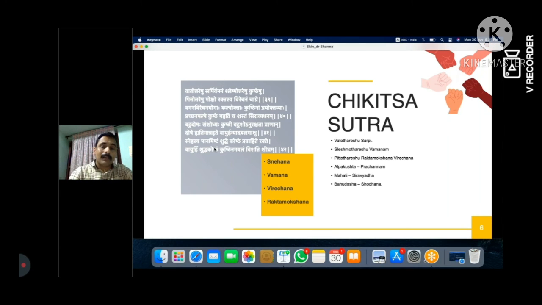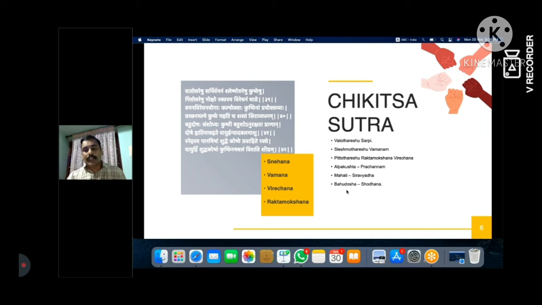Because there will be the involvement of Tridoshas in Kushta, but when Vata is predominant in the condition, at that point we have to go for the Sarpi. If Kapha is predominant, go for Vamana. If Pitta is predominant, go for Raktamokshana and Virechana. And in Alpa Kushta, you can go for Prachana, and in Mahati Kushta, we can go for Siraveda, and with Bahudosha, of course, different kinds of Shodhana should be employed.